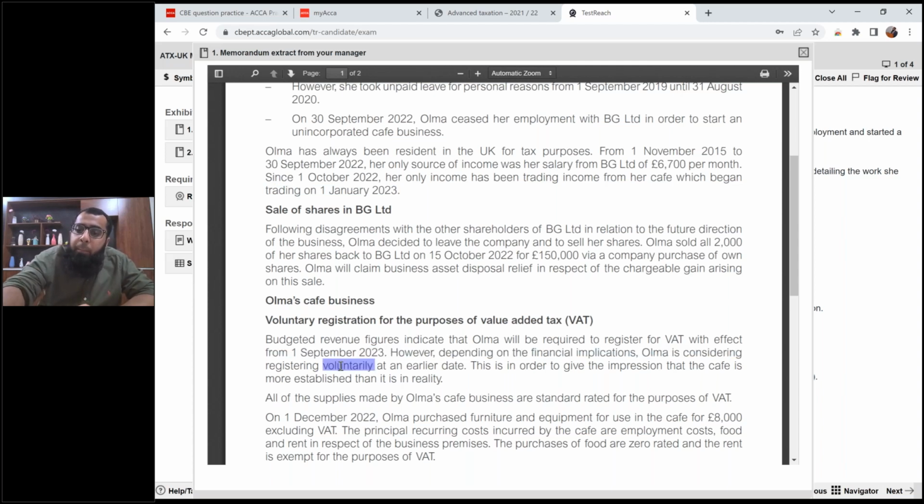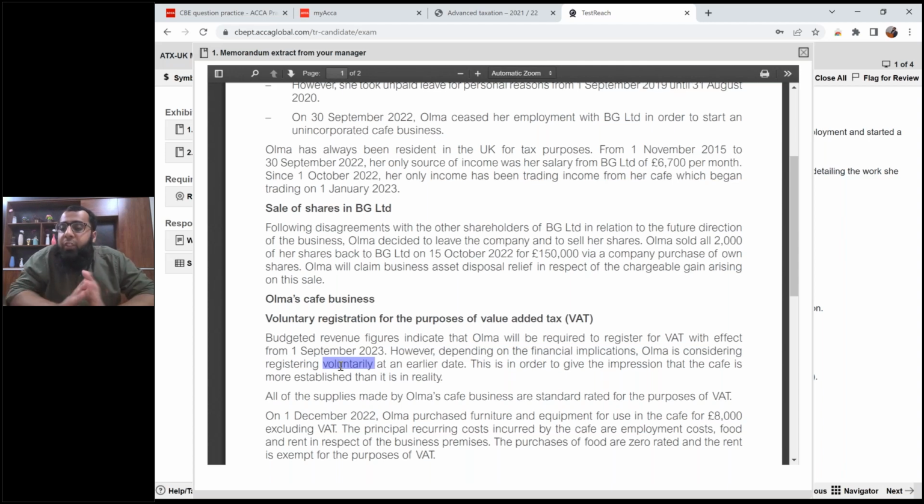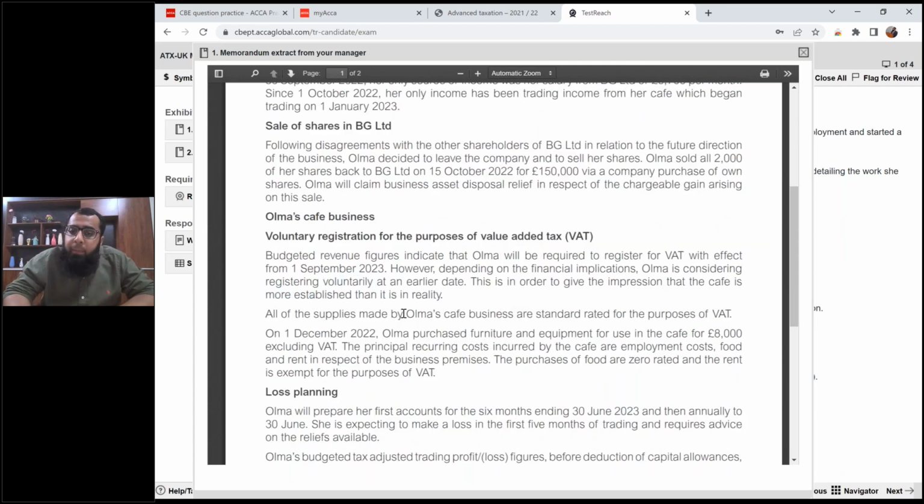This is in order to give the impression that the cafe is more established in reality. All of the supplies made by Alma's cafe business are standard rated for the purpose of VAT. On 1st December 2022, Alma purchased furniture and equipment for use in the cafe for £8,000, excluding VAT. The principal recurring costs incurred by the cafe are employment cost, food, and rent. The purchase of food is zero rated and the rent is exempt for the purpose of VAT.